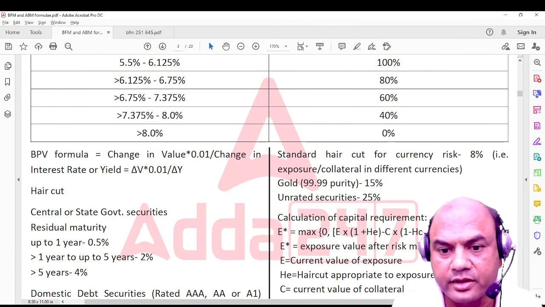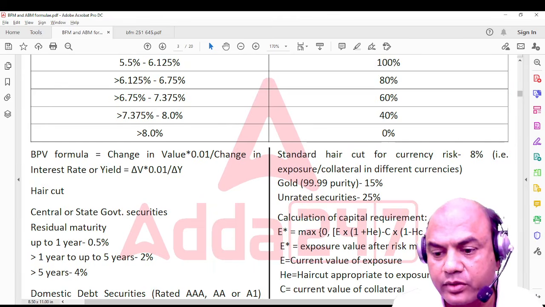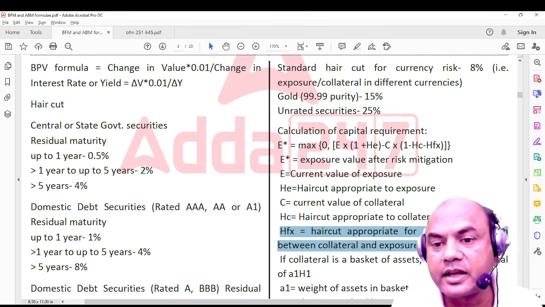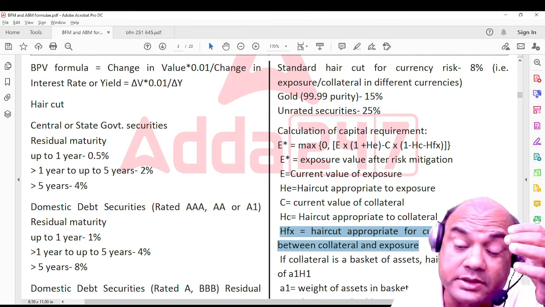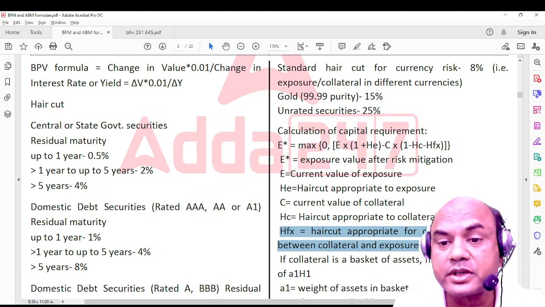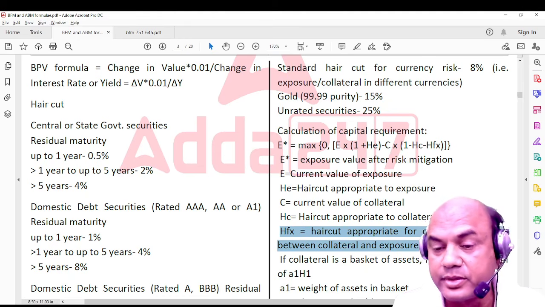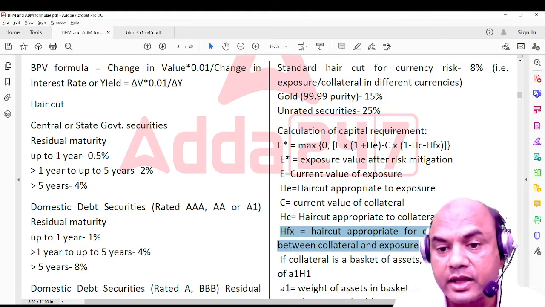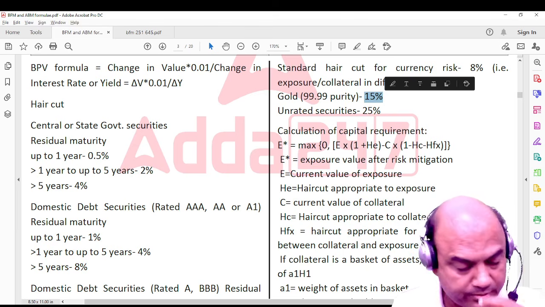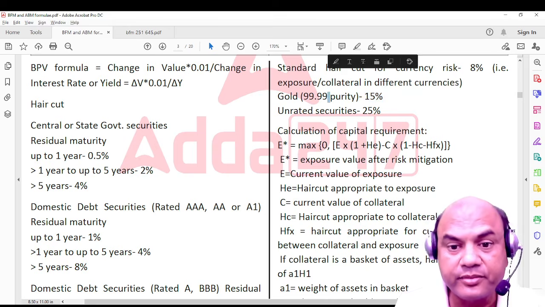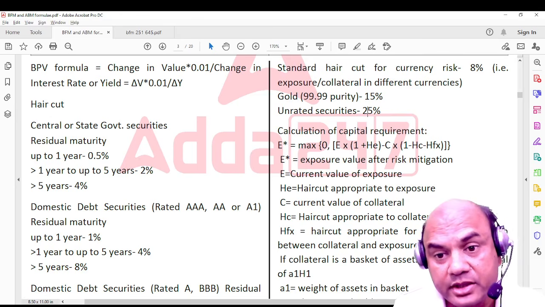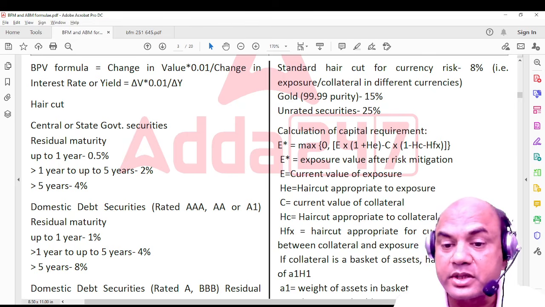Yeah, now this. Standard haircut for currency risk. See this HFX, what I was talking of. Standard haircut for currency risk is 8%. That is, exposure and collateral in different currencies. Means what? Exposure in rupees and collateral in dollars or vice versa. Gold purity of 99.99%, the haircut is 15%. Unrated securities, the haircut is 25%. Kindly remember these figures.